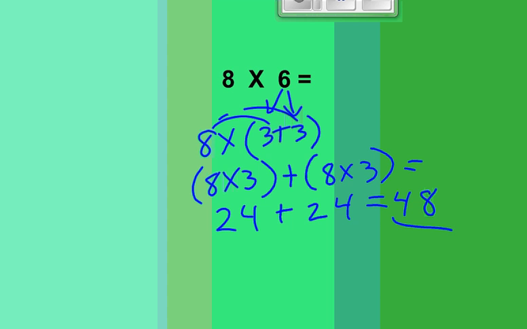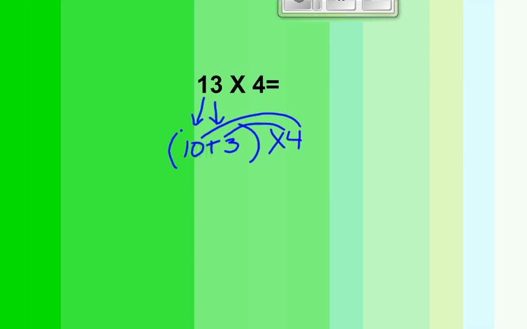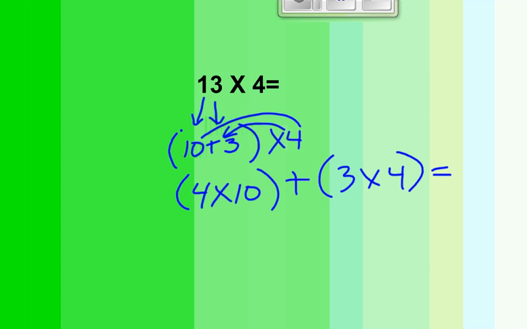We'll see another problem. If I have 13 times 4, you can think ahead. If you don't know 13 times 4, you can look at this, and if you have a 10, multiplying by 10 is easier. I can break up 13 into 10 plus 3, times 4, and then I will distribute my 4 to multiply. And 4 times 10 plus 3 times 4. 4 times 10 equals 40, plus 3 times 4, which equals 12. 40 plus 12 equals 52.